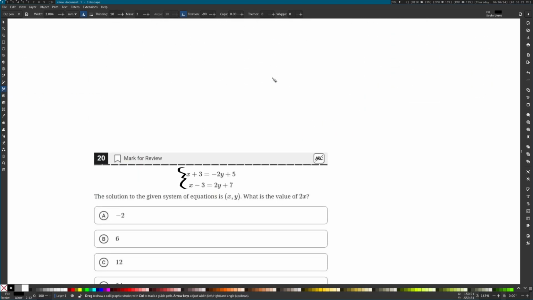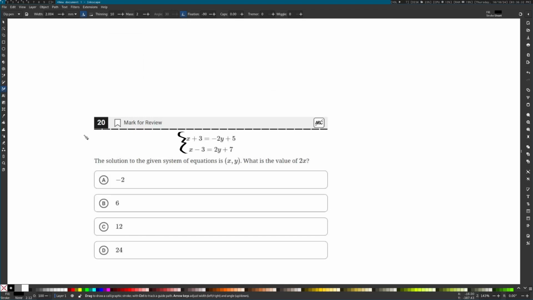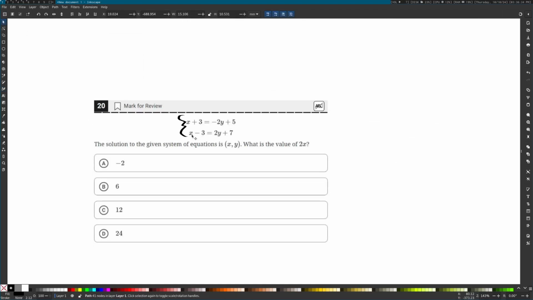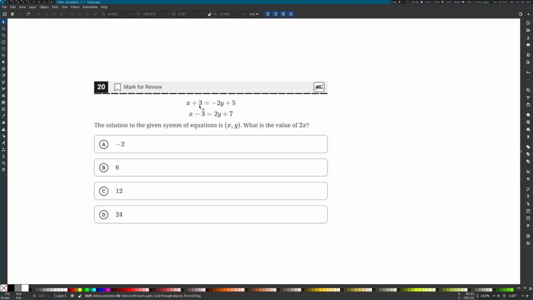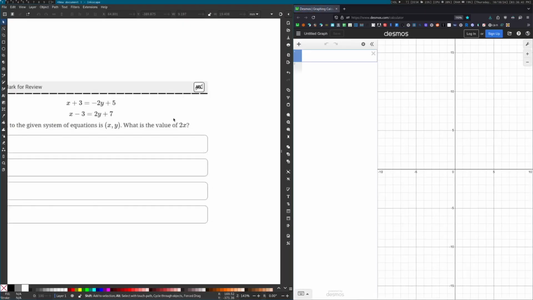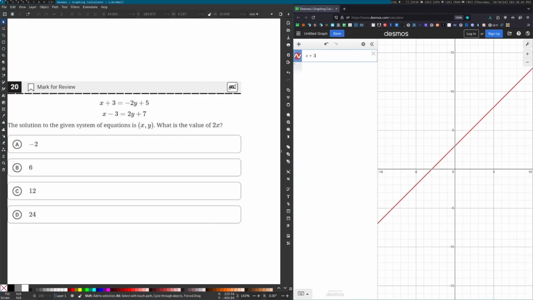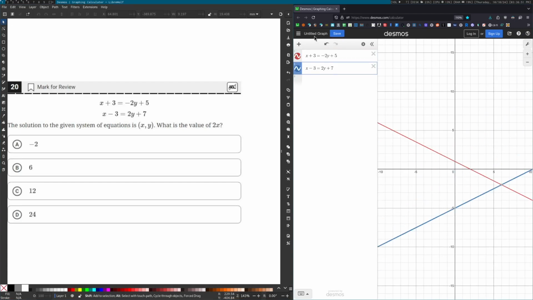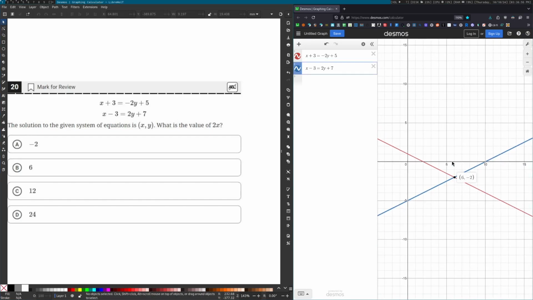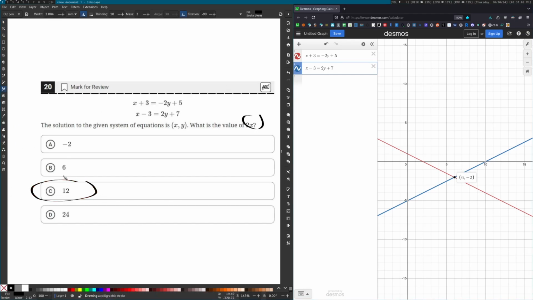Next one. Okay. So this one, I just put a little braces for simple equations, because that's what should be going off in your head as soon as you do this problem. Okay, so with some of the equations, we just put them into decimals and see what it tells us. So 3 is equal to negative 2y plus 5. Next one, x minus 3 is equal to 2y plus 7. And it says the solution. Here the solution is the intersection. Okay, so now we have the solution. And we get answer choice C.